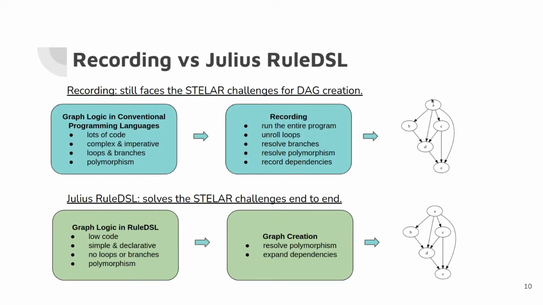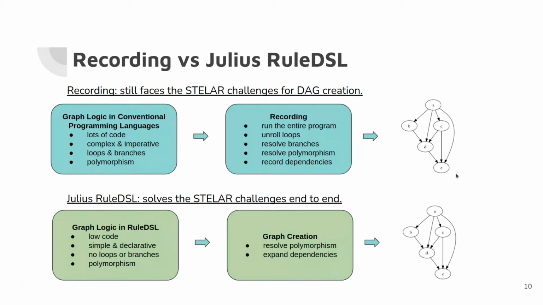So let's dig into a bit more detail on this point, which is the important point I want to explain clearly. When you write graph logic in a conventional programming language using the typical recording approach, you are basically writing with the full general purpose programming language features such as types, classes, functions, loops, branches, and polymorphism. All of that is at your disposal. So this is a very complex set of language features.